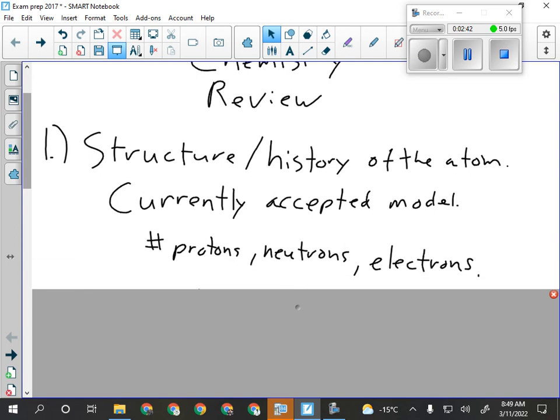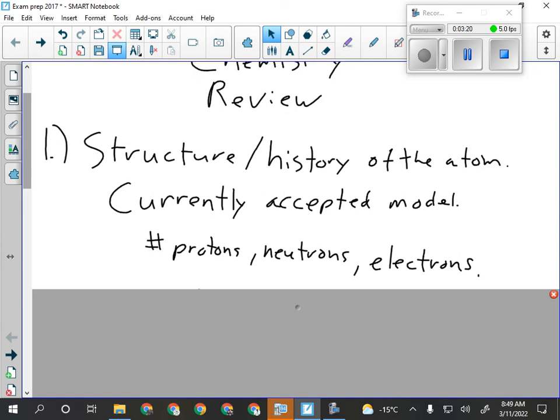You need to know how to get the correct number of protons, how to get the correct number of neutrons, and how to get the correct number of electrons for any given atom. Here is how that's going to be tested. In the written response, I am going to have a question that says, draw a picture of an atom of blank. I'm just going to pick an element off the periodic table, and you need to draw me a picture of what that atom will look like.